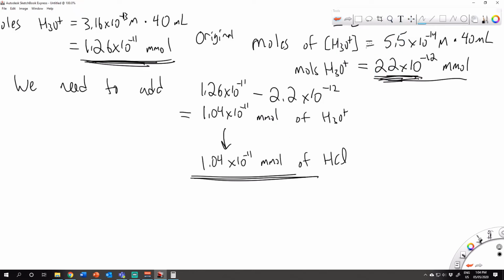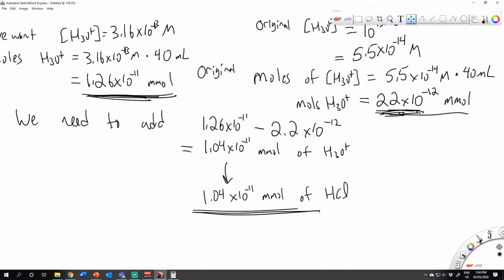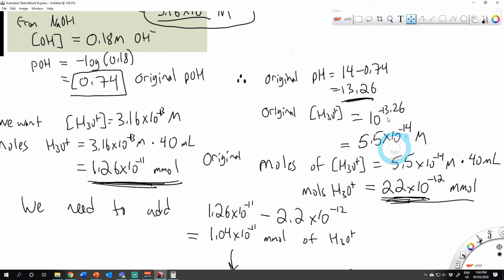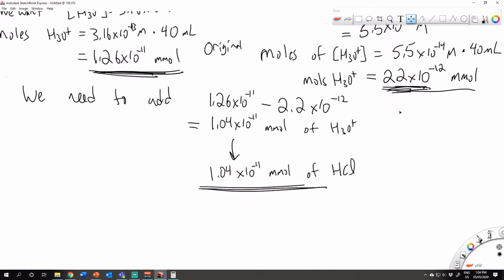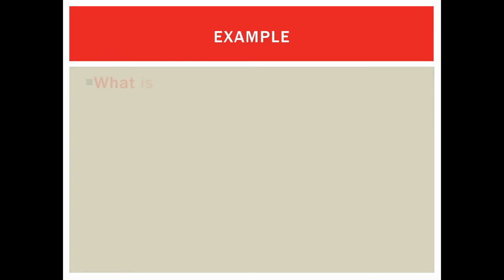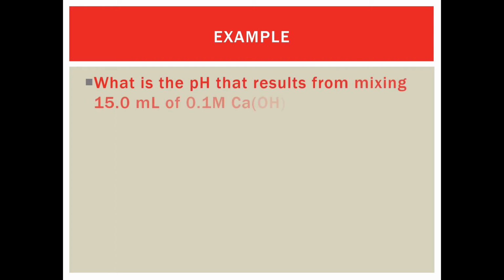There you go. So much like the previous example, we're just comparing moles, and then we just kept using our pH equations to go back and forth from one number to another. All right, let's go through another example. This example is asking us what is the pH that results when we mix these two solutions together.